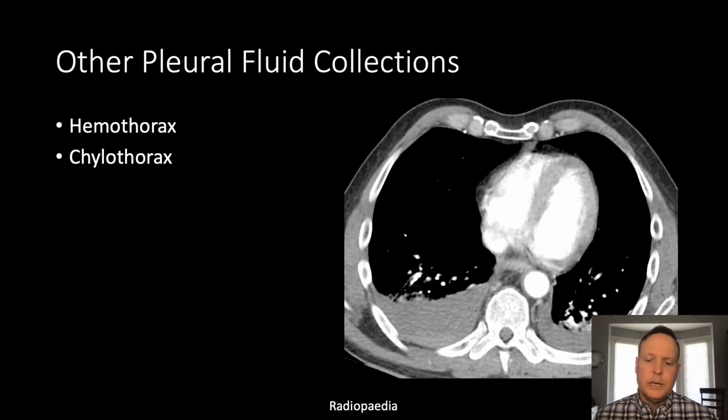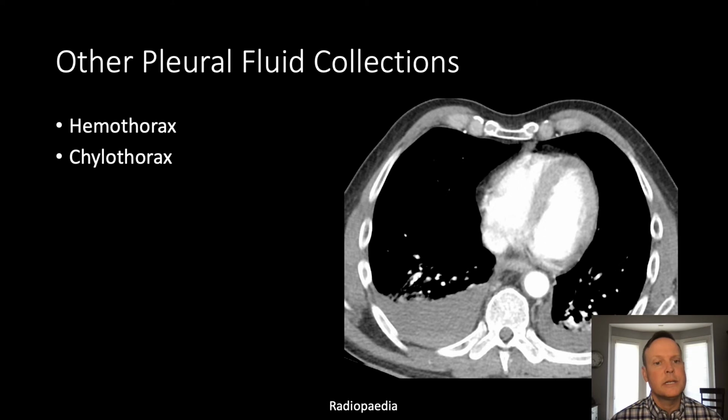The fluid can be different densities. So in a simple pleural effusion, you expect that density to be around the Hounsfield level of 0, which would be water density, but it could be higher or lower in density depending on what that fluid is.